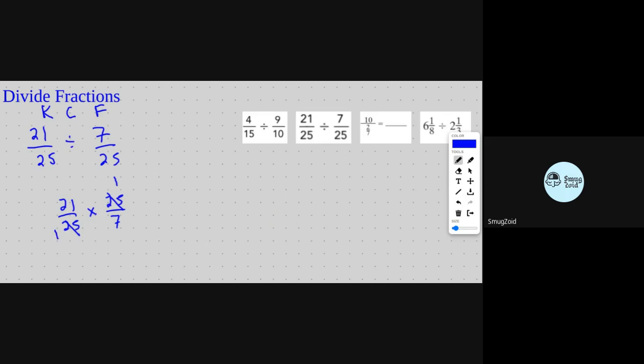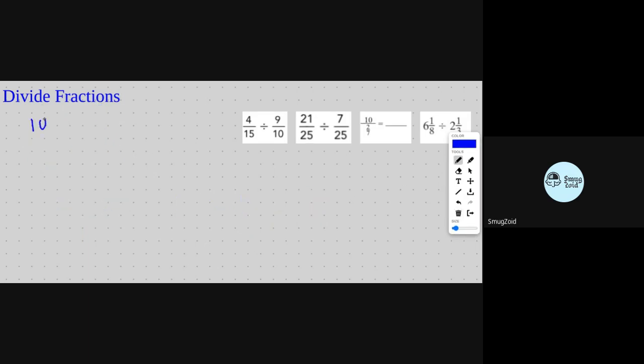We just end up with 21 over 7. So 21, if we factor this correctly, is 3 times 7 over 1 times 1 over 7. 7s cross out. Your answer simply would be 3. All right. Let's try this next one.